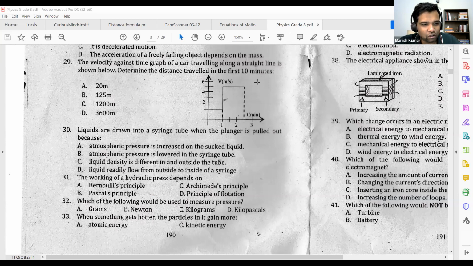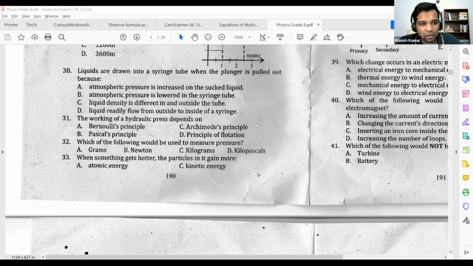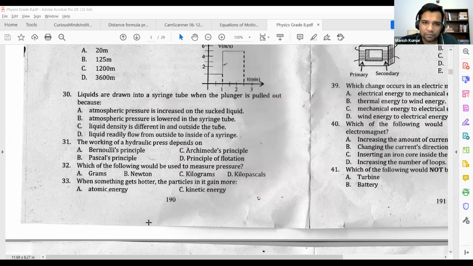All right. Yannick is first to answer. Okay, 33rd question, the correct answer is C, kinetic energy. So when atoms get hotter, they gain more kinetic energy.